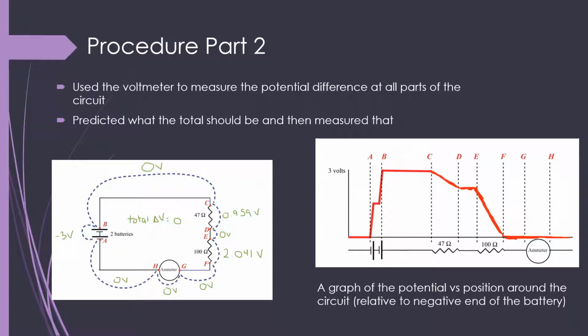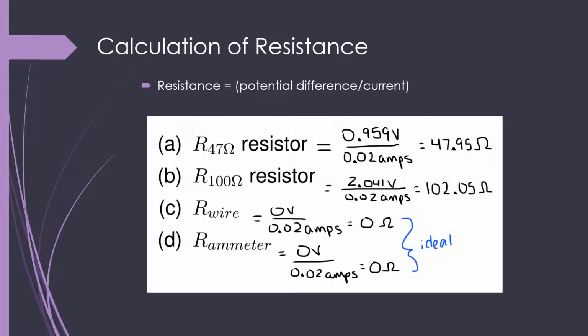In the graph on the right, potential difference versus position around the circuit is represented relative to the negative end of the battery. We then used our experimental potential differences to see how accurately we ran the experiment. The 47 ohm resistor was found to be approximately 47.95 ohms. The 100 ohm resistor was calculated to be around 102.05 ohms, and both the wire and the ammeter were ideal and had 0 ohms.